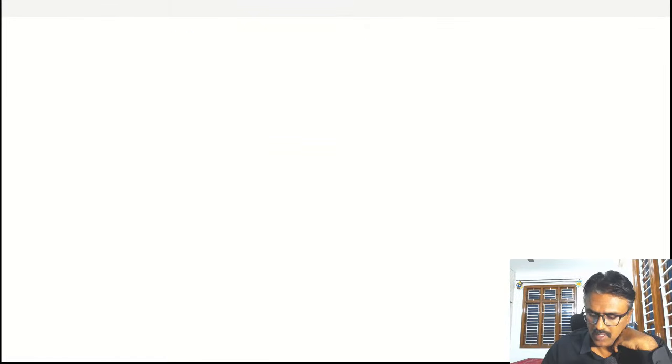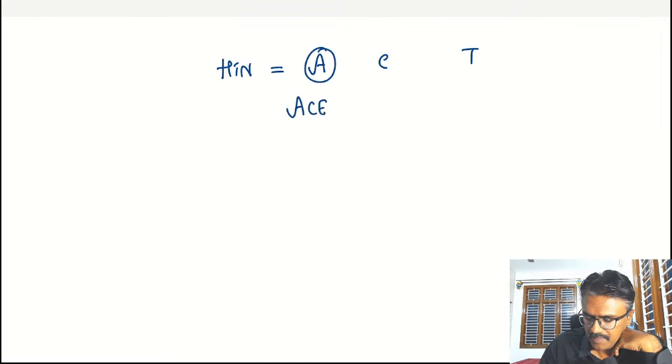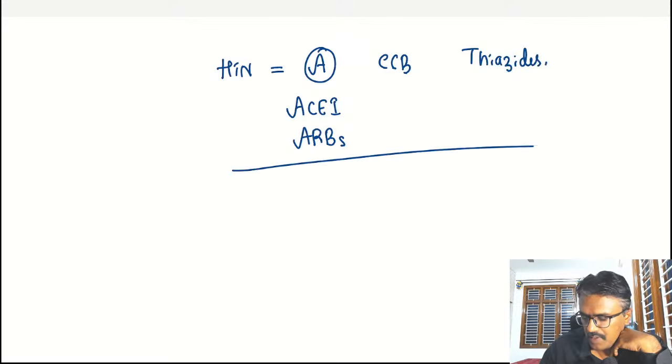Now let us move on to the next one. What are the first line drugs for hypertension? Whenever we think of hypertension, what are the first line drugs? I told you the mnemonic ACT. A for ACE inhibitors, prils, ARBs like sartans, then C for CCBs, and T for thiazide. These are first line drugs. Even after using these three drugs, if the BP is not coming down, then we go for spironolactone, which is the drug of choice for resistant hypertension.